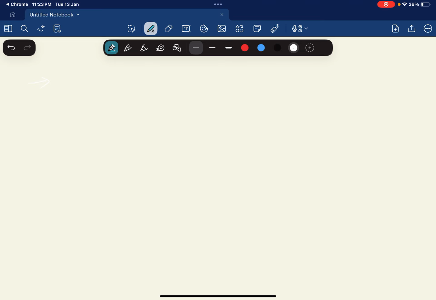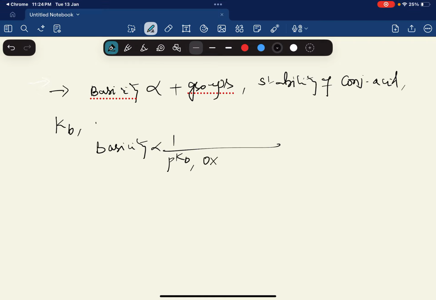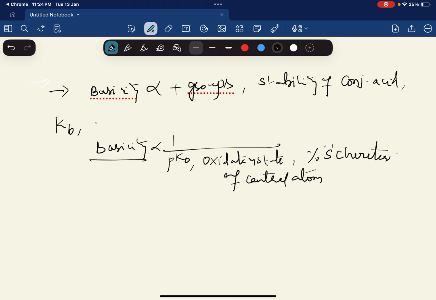So here, basicity is directly proportional to plus groups, stability of conjugate acid, and Kb values, and inversely proportional to pKb values, oxidation state of central atom, and percentage of S character. So these are the important points for basicity of amines.